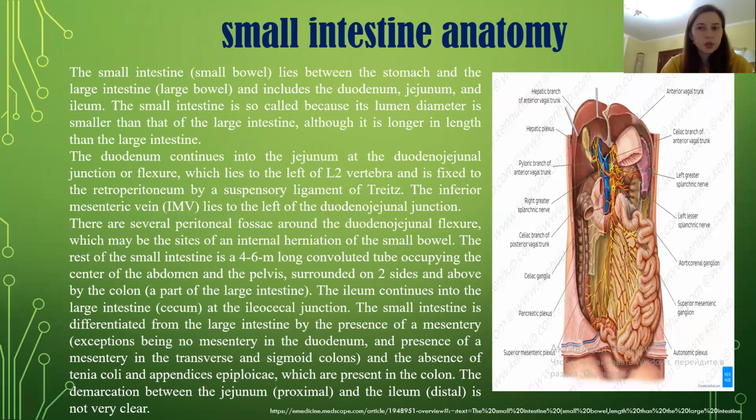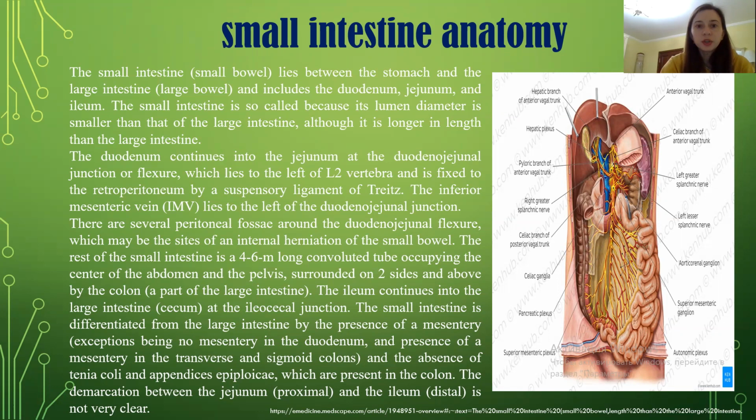So some information about small intestine anatomy. The small intestine lies between the stomach and the large intestine and includes the duodenum, jejunum, and ileum. The small intestine is so called because its lumen diameter is smaller than that of the large intestine, although it is longer in length than the large intestine.